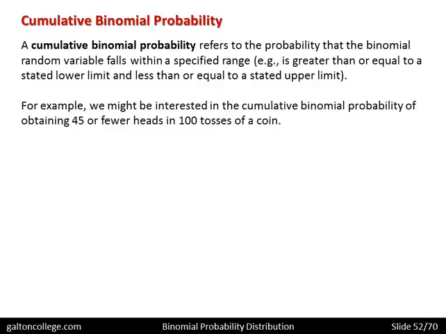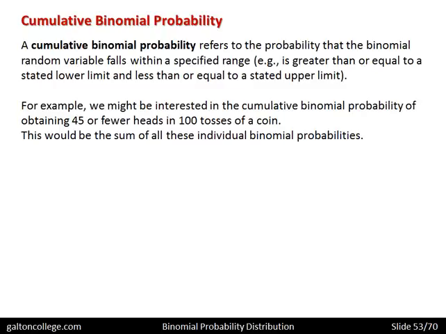For example, we might be interested in the cumulative binomial probability of obtaining 45 or fewer heads in 100 tosses of a coin. So we want to see what's the probability of getting 45 heads, or 44, or 43, 42. What's the possibility of getting any number, no heads even, all the way up to and including 45? What's the probability of that happening?